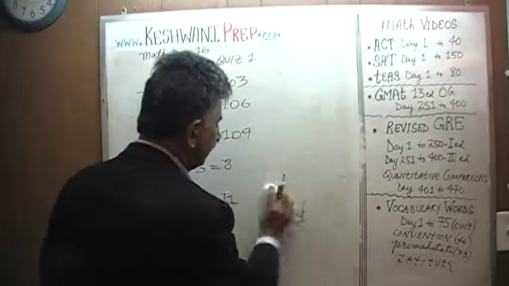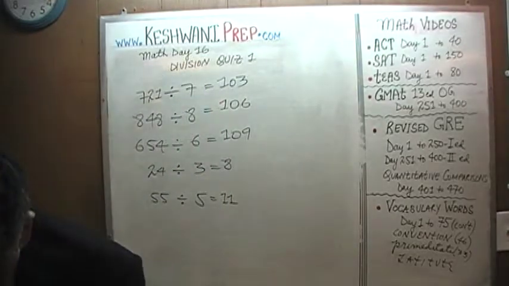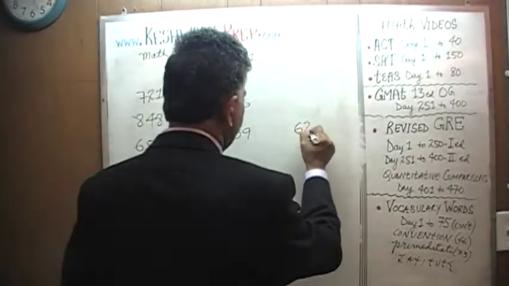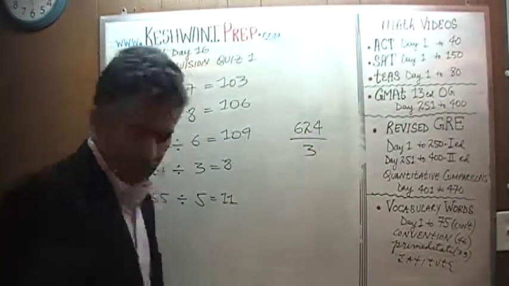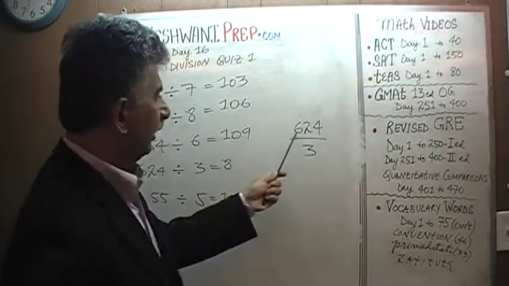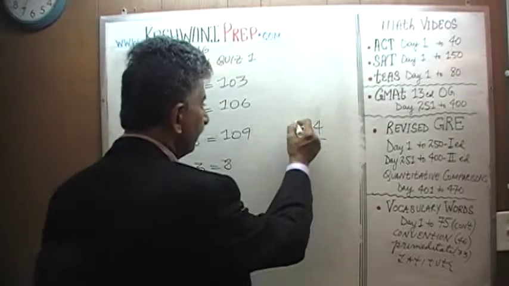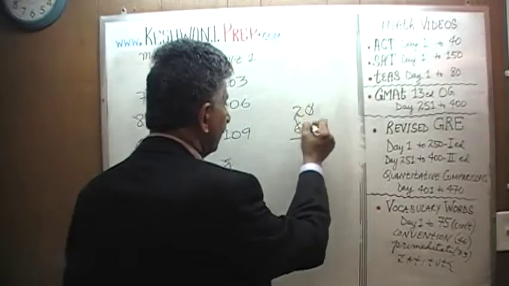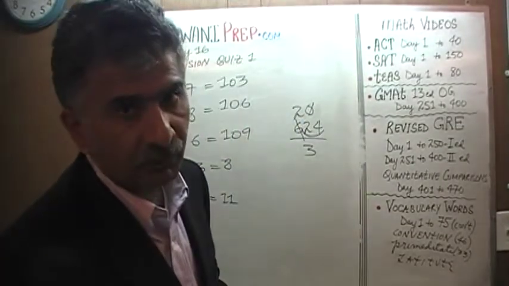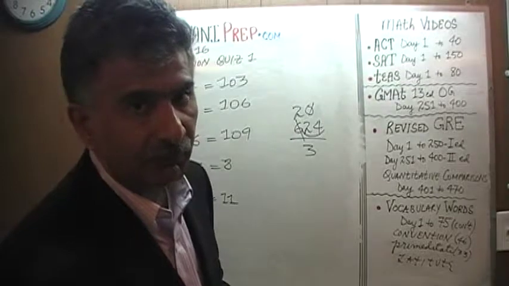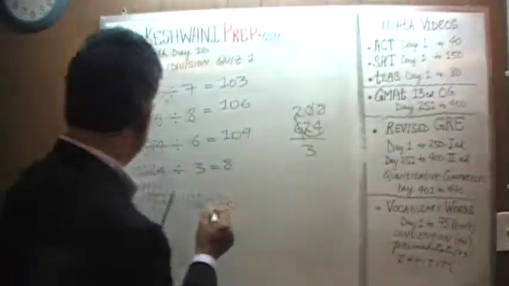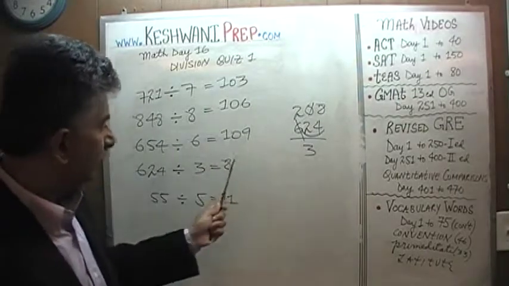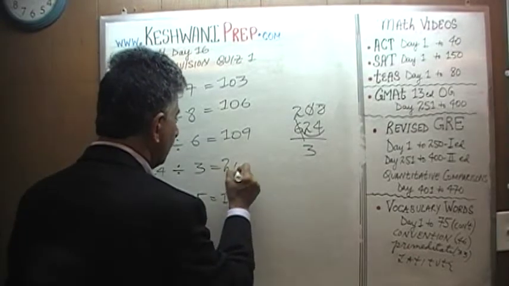Let's do one more. How about 624 divided by 3? We ask ourselves the exact same question. How many 3s in a 6? 6 has 2 3s. How many 3s in a 2? 2 has no 3s. That 2 goes and joins the 4 and becomes 24. How many 3s in a 24? 24 has 8 3s. The answer is 208. The answer is 200 more than before.